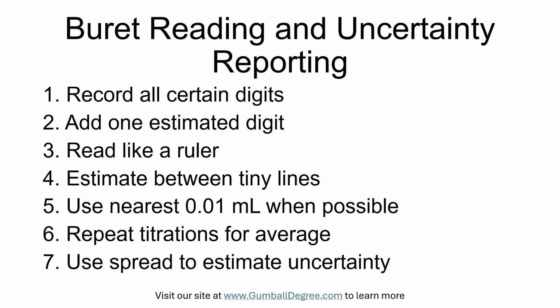If you repeat the titration several times, calculate the average and use the spread of those values to estimate uncertainty, which tells you how much the results vary. Always include the unit milliliters when you write the volume so there is no confusion.